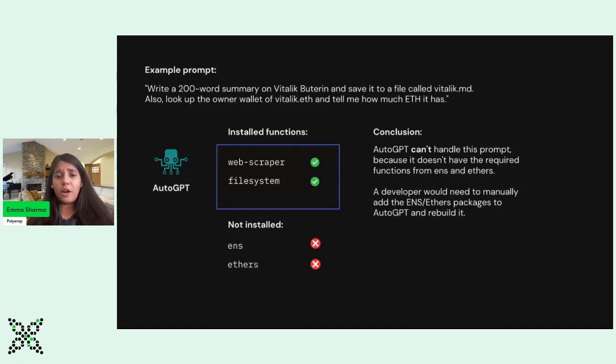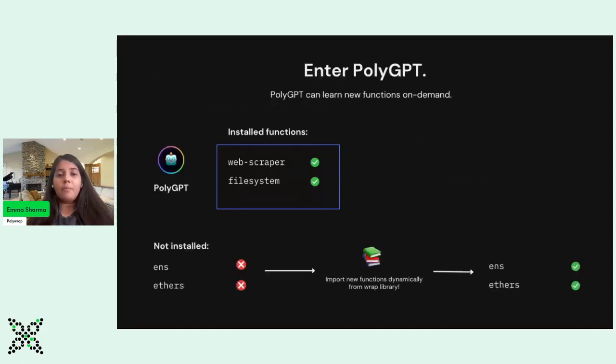So to solve this problem, this is where PolyGPT comes in. The main value prop we have is that PolyGPT is able to learn new functions on demand. What it really does is that you don't have to pre-install commands. You basically set up your PolyGPT. It will have commands installed, whatever the basic module that we have.